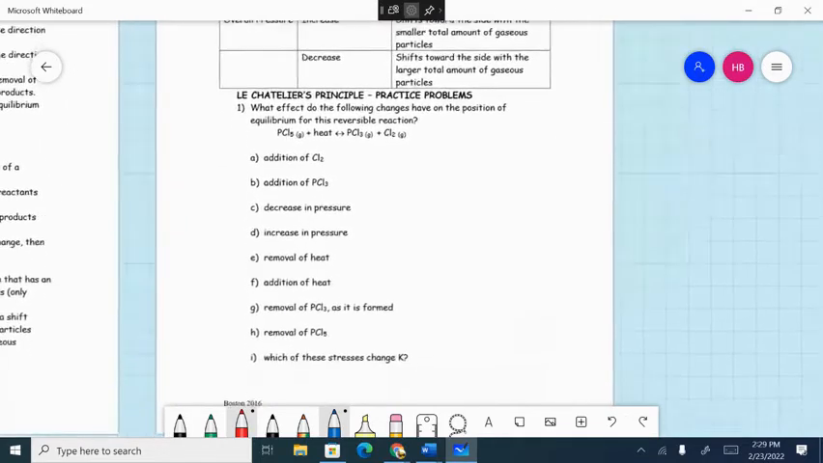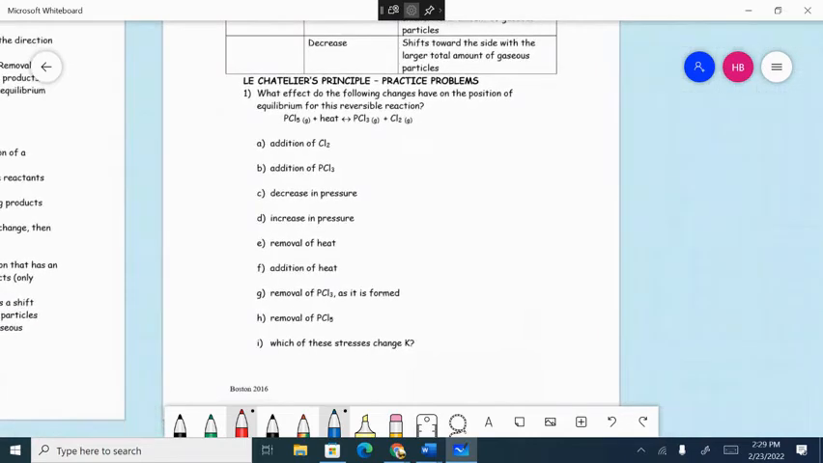Let's put this into practice. Our first reaction is phosphorus pentachloride absorbs heat as it turns to phosphorus trichloride and chlorine gas. Our first type of stress is to add a product.